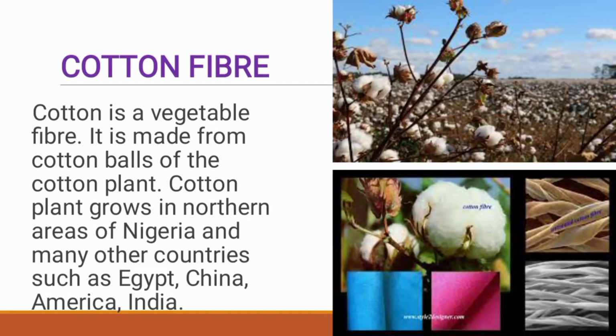Cotton fiber. Cotton fiber is a fiber gotten from the plant, like I said, from the cotton buds of the cotton plant, which are these white stuff on the plant. It grows in northern areas of Nigeria. So we get cotton here in Nigeria and many other countries such as Egypt, China, America, and India. So out of all the fibers, cotton fiber is gotten here and can be produced in Nigeria.